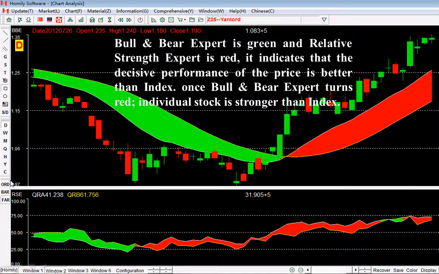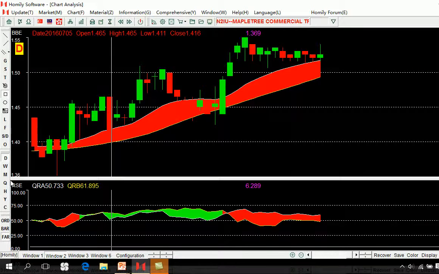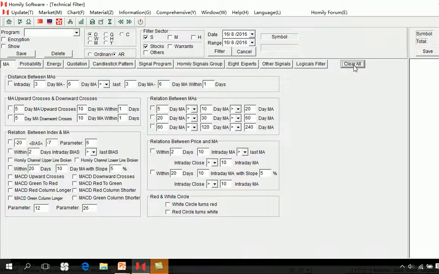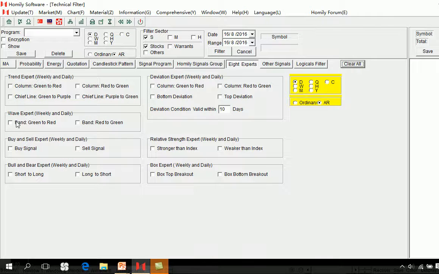Okay, then we learn how to use this function to filter. Let's check whether they have some filter function or not. Firstly, we should connect the experts, the bull and bear expert, for the buy signal. The next one is relative strength, for stronger than index, which means the green turn to the red, okay? So if you filter this stock, then you can check whether they have some stocks or not.